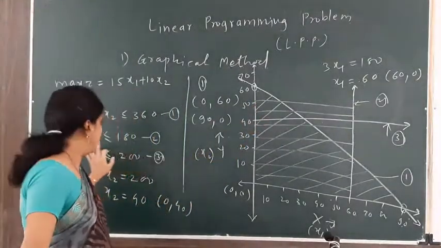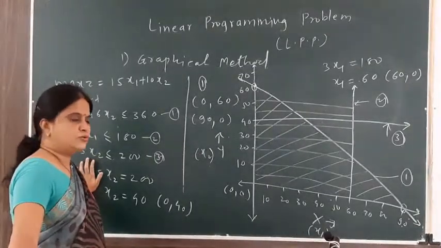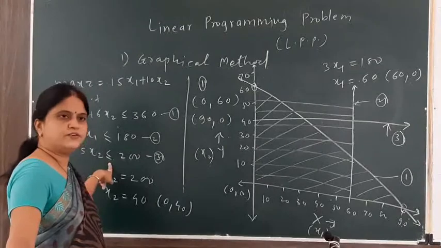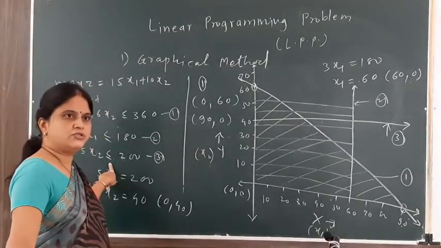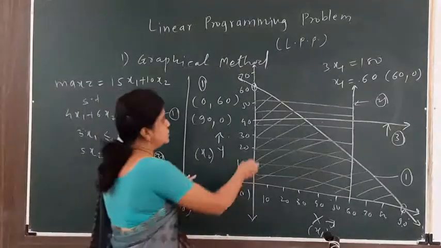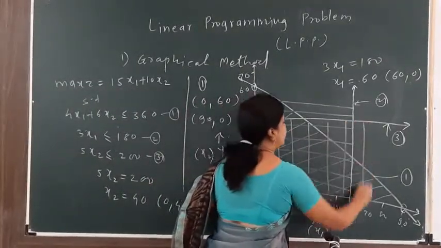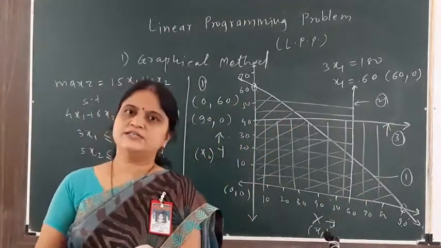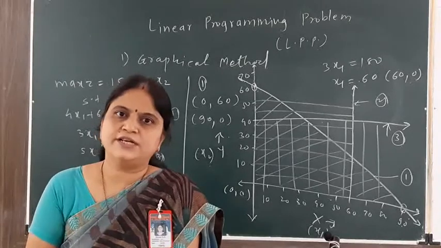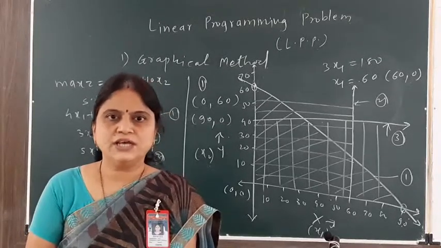and if I put the value as 50, what do I get? 5 into 50. That means 250. Is 250 less than or equal to 200? No. That means I can take the region below the line, and hence the region is this. So now we can draw all the three lines, or all the three constraints, and as per the constraint we can find the region for all these three equations.